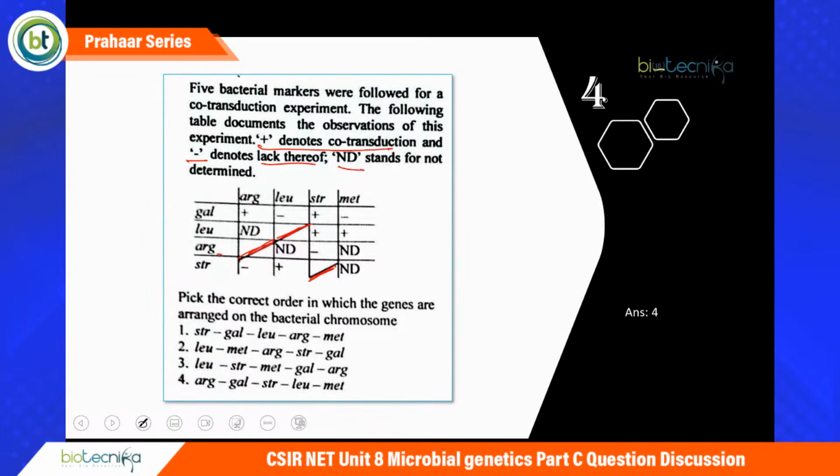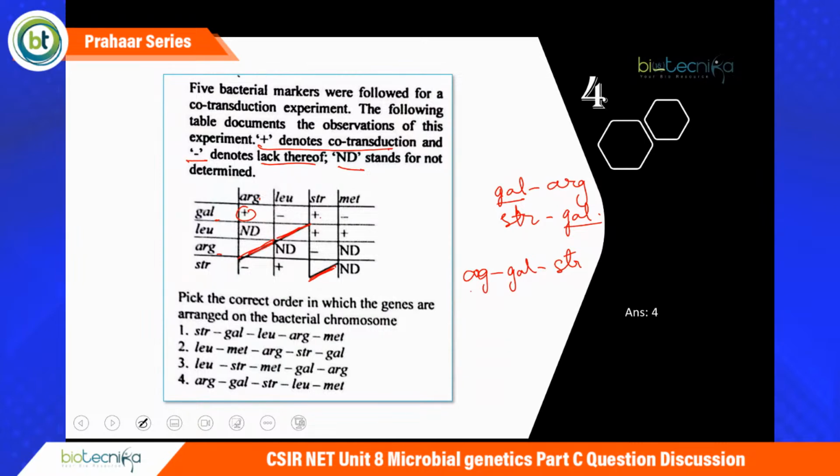तो यहाँ पे अगर देखेंगे तो gal and arch is co-transducing, right? Gal and arch, there is plus, and gal and str, so gal and arch is co-transducing, as well as str and gal are co-transducing. ठीक है, अब इन दोनों सिनेरियो में अगर हम देखते हैं तो कौन सा मार्कर कॉमन है? गैल. ओके, तो इसका मतलब क्या होता है कि gal will be present between arch and STR. ओके, अगर गैल दोनों के बीच में प्रेजेंट होगा, तभी तो वो आर्च के साथ भी को ट्रांसड्यूस कर सकता है और एसटीआर के साथ भी को ट्रांसड्यूस कर सकता है. ठीक है, सो gal has to be present between arch and STR.